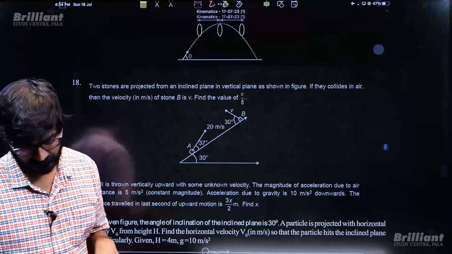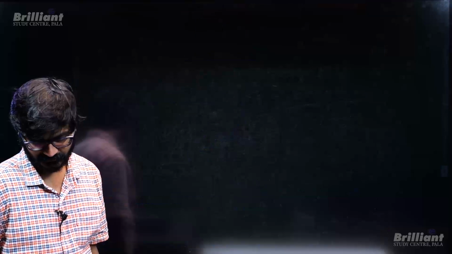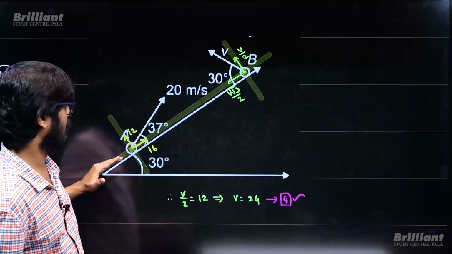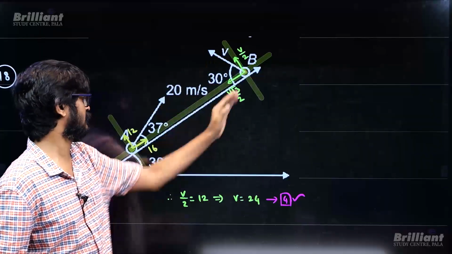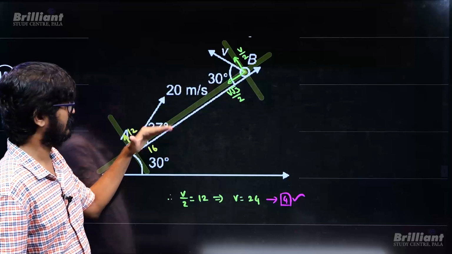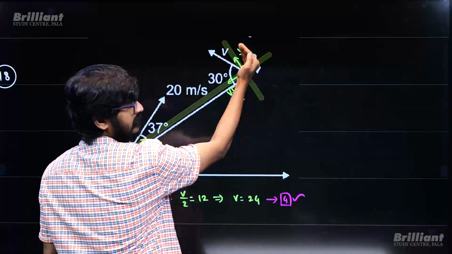Two stones are projected along the incline, and they are colliding. If they are colliding, then their x coordinate and y coordinate must be the same. This is inclined, so I will be resolving along this direction and perpendicular to this direction. This velocity is 16: the component 20 cos 37 will be 16, and 20 sin 37 will be 12. So this is V naught root 3 by 2, V naught by 2.